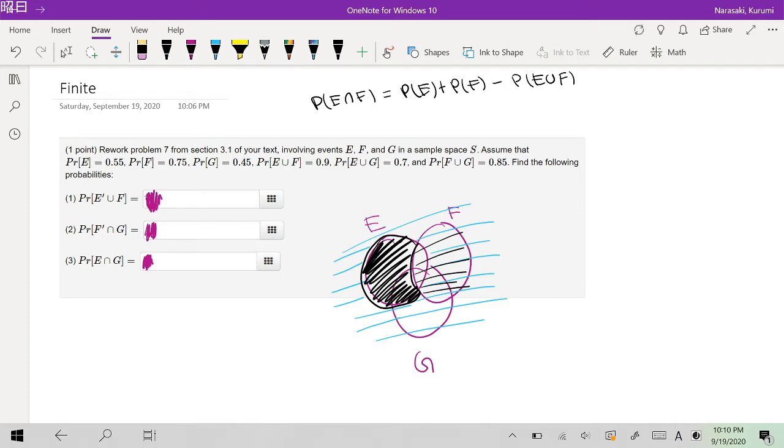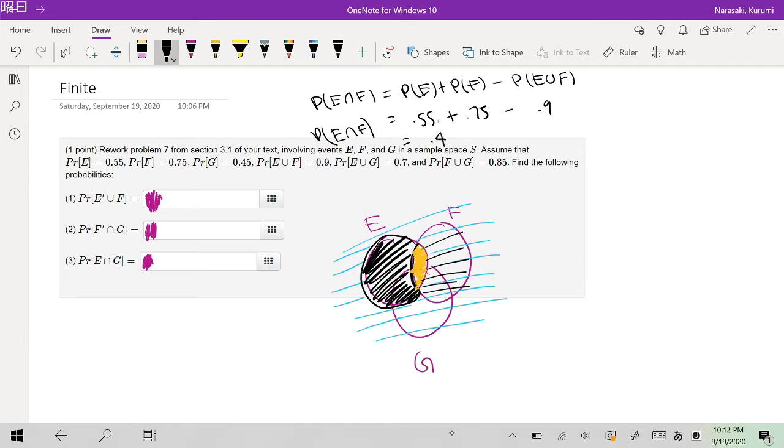Okay, so using this formula, I can actually say the intersection of E and F is equal to the probability of E, which is 0.55, plus the probability of F, which is 0.75, minus the union of E and F, which is 0.9, agreed? This is the intersection of E and F, right? So let me type it into my calculator real quick. 0.55 plus 0.75 minus 0.9 is equal to 0.4.